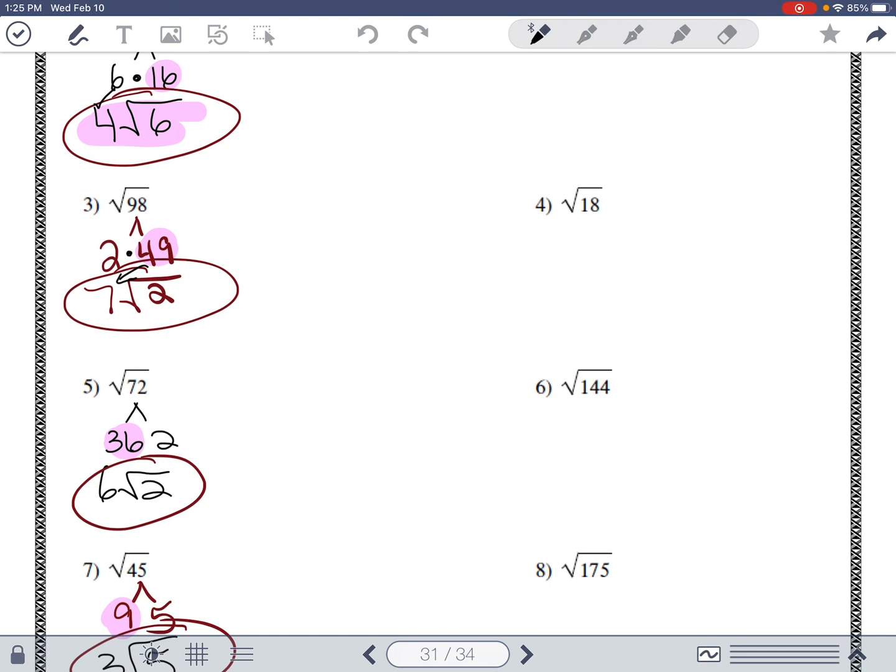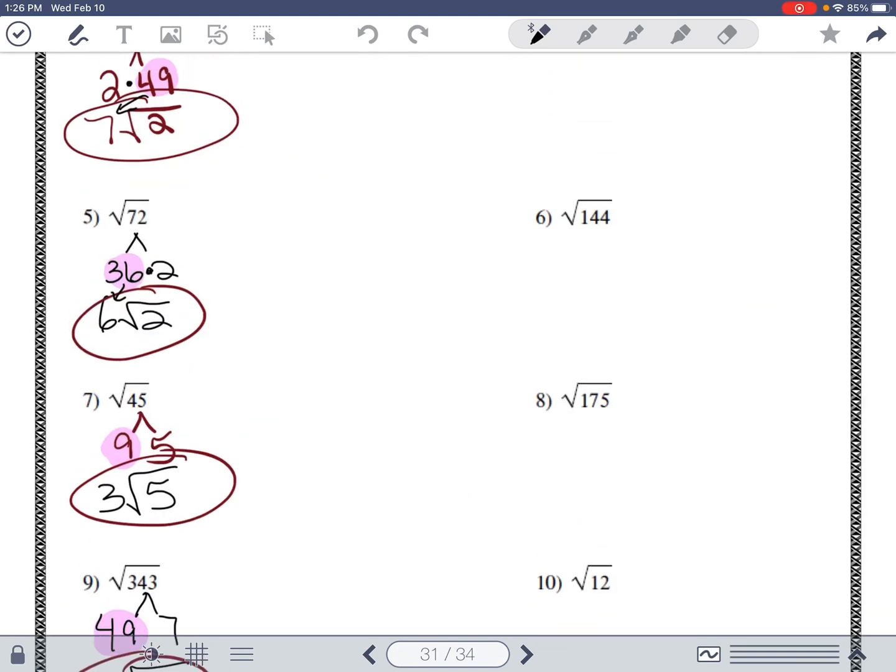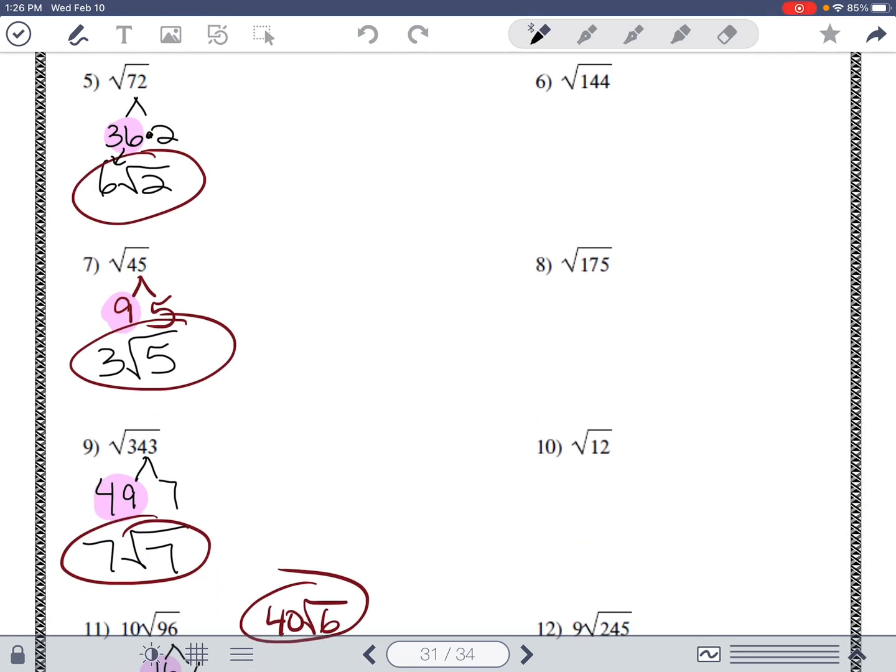7 radical 2. Number 5, the square root of 72 is 36 times 2. 36 is a perfect square, so the 6 gets to come on the outside of the radical symbol. 2 stays underneath the square root symbol for a final answer of 6 radical 2. Number 7 breaks down into 9 times 5. 9 is a perfect square. The 3 comes out. The 5 stays under the radical symbol.